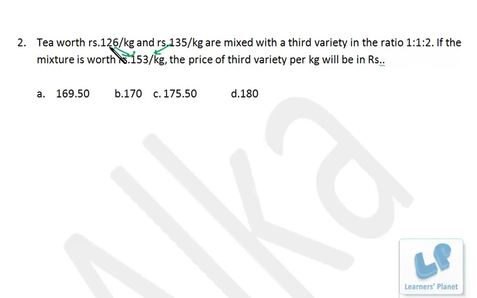Now we are taking 1 kilo of this, 1 kilo of this and 2 kilo of the third variety. So this 45 rupees loss can be covered up by 2 kilos. So each kilo will cover up the loss of half of that, that is 22.5 rupees. So just add 22.5 rupees to it. So 153 plus 22.5, that's 175.5 will be your answer.